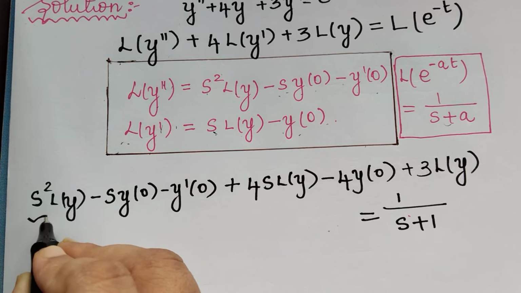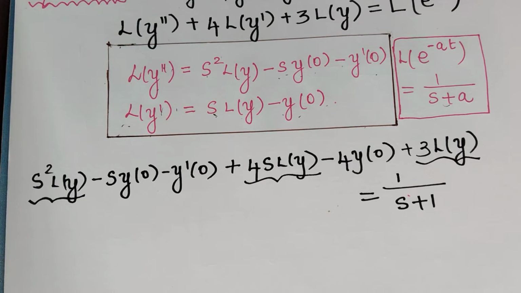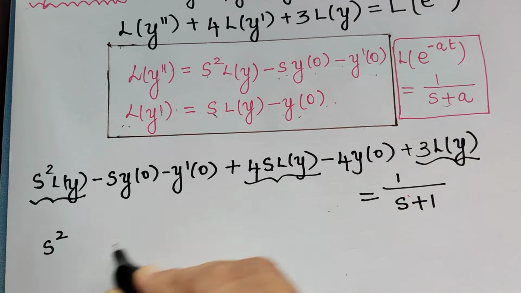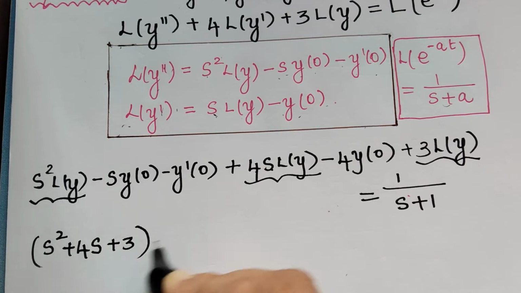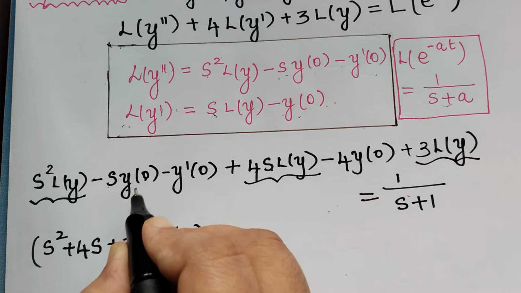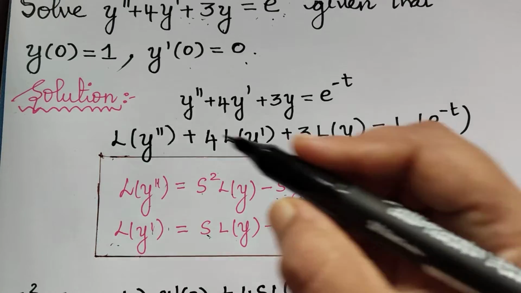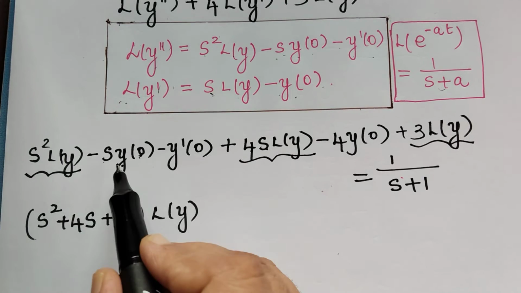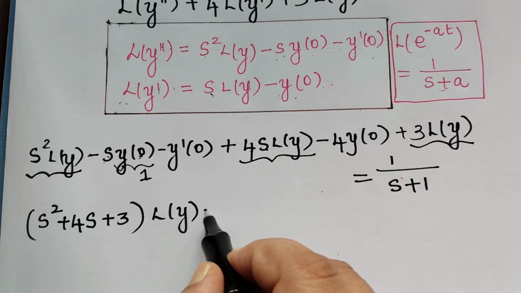Now on the left we can gather L of y terms, that is we have L of y in these three terms, and if we combine and write it will be s squared L of y we will take common, so plus 4s and then plus 3 multiplied with L of y, and then here if you see minus s into y of 0 we have. But what is the value of y of 0? It is given from the question, that is the initial condition y of 0 is equal to 1. So that we have to substitute. So when we substitute y of 0 as 1, that is this value is 1.